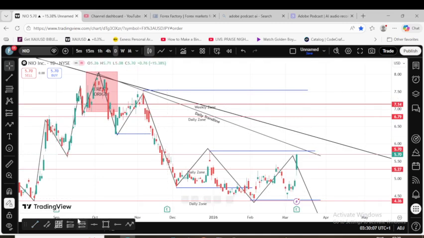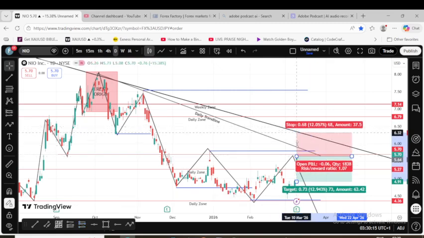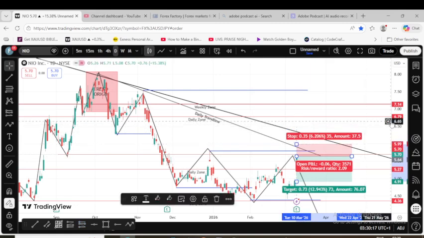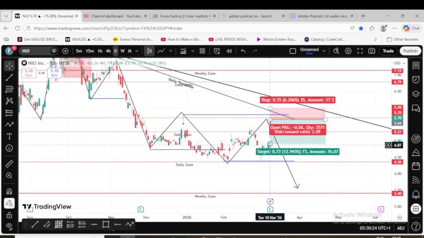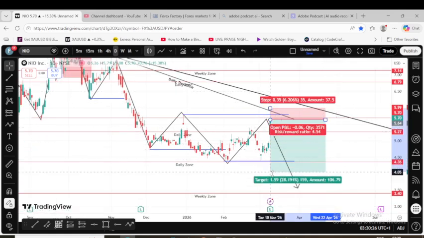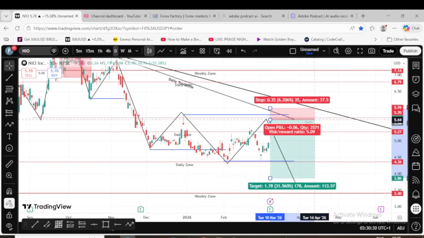So from this point that price is currently at, we're expecting price to give us a new bearish impulse, meaning I expect a sell off from this point, probably to around this level. Something like this.